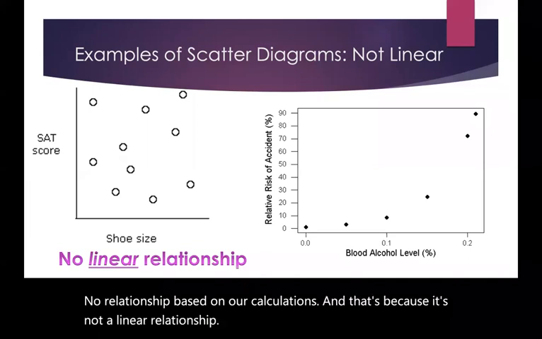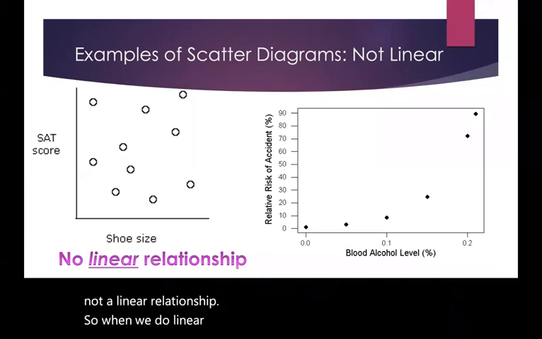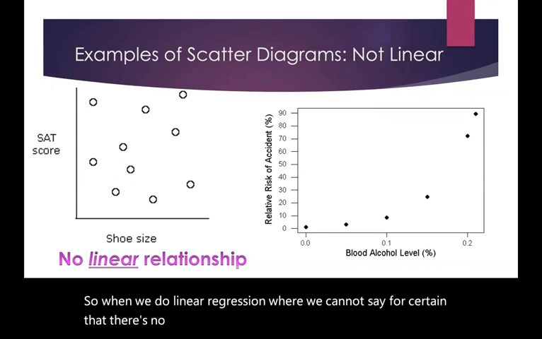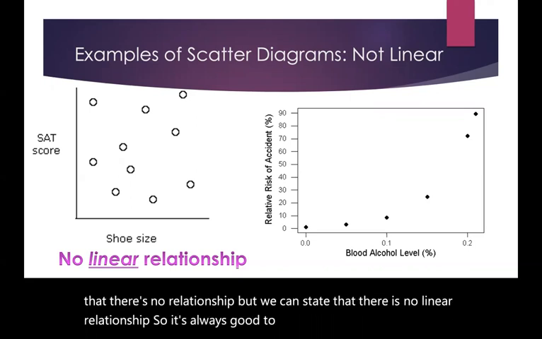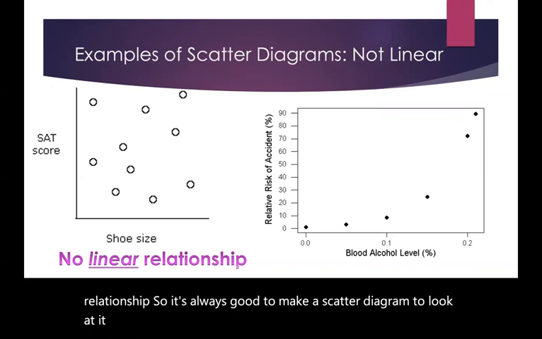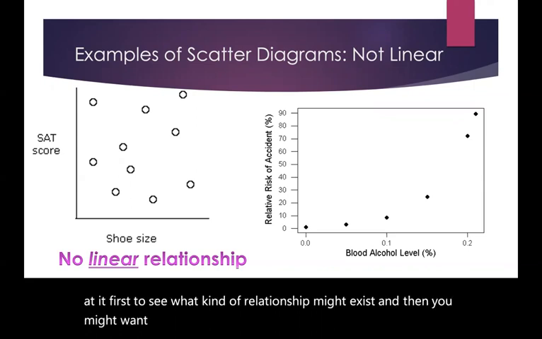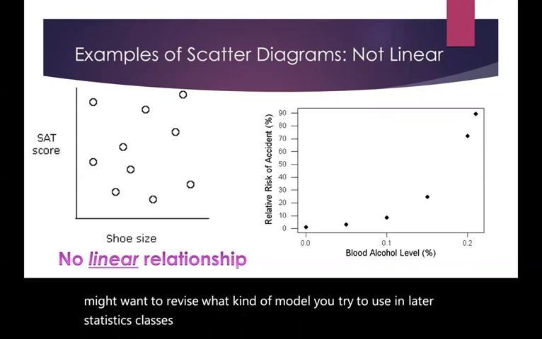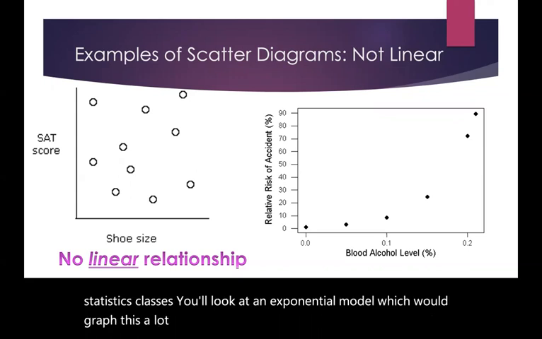So when we do linear regression, we cannot say for certain that there's no relationship, but we can state that there is no linear relationship. So it's always good to make a scatter diagram to look at it first to see what kind of relationship might exist. And then you might want to revise what kind of model you try to use. In later statistics classes, you'll look at an exponential model, which would graph this a lot better. But in this class, we're going to stick with linear.